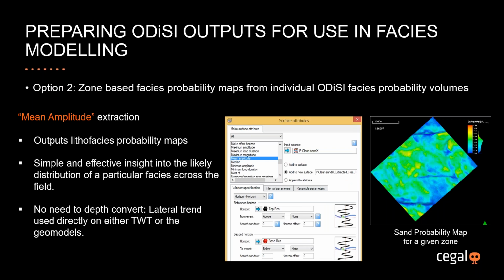Option 2 is to create zone-based facies probability maps. Again, this is a straightforward approach, and it can be done using the surface attribute process in Petrel. The usual approach here is to perform a mean amplitude extraction from each individual probability volume, for example, P sand here, and extract it onto a target surface, with the output being a lithofacies probability map. The benefit is that extracting probability maps is a simple way to abstract the probability from the time domain into a lateral trend, which basically means you can do an extraction on a time volume and then input that map directly into a depth model without the need for depth conversion.